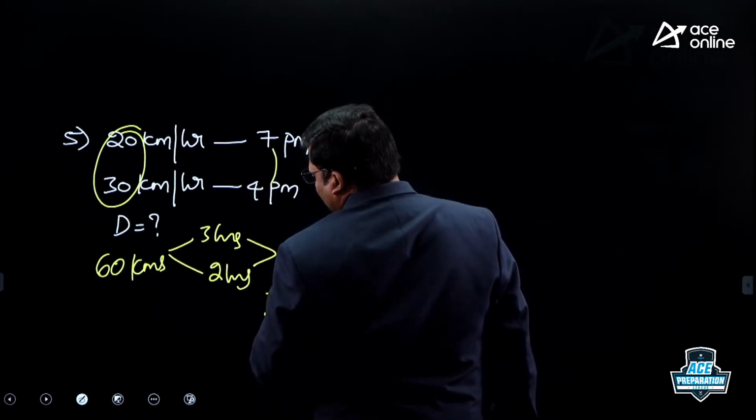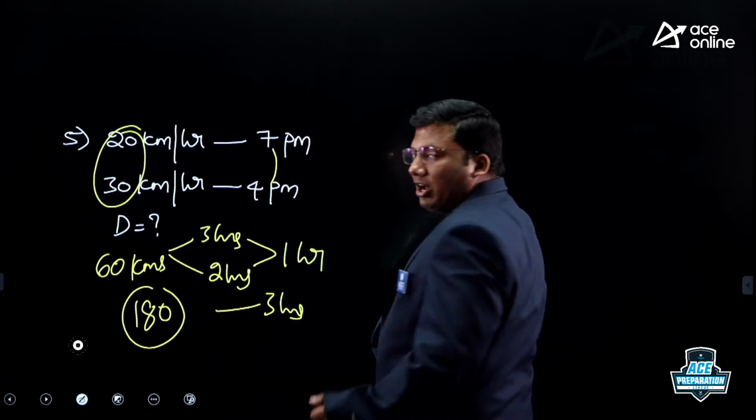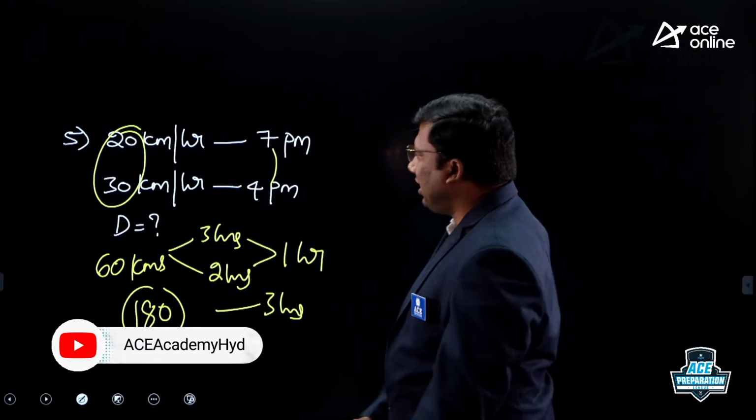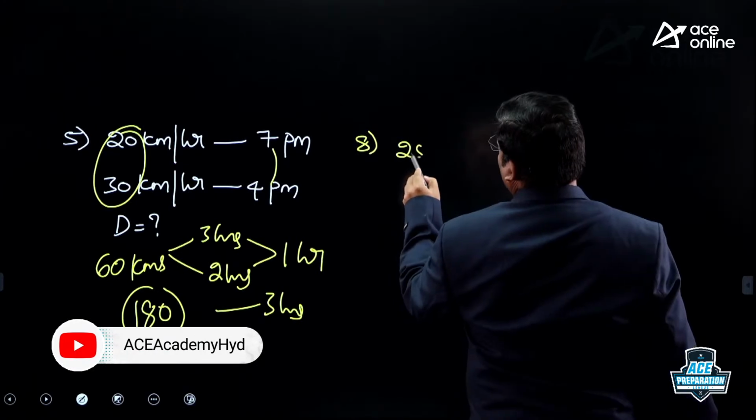What is the gap? 3 hours. 1 3s are 3, 6 3s are 18, so 180. Are you all with me? I hope it is clear. If it is clear to you, kindly solve this question.